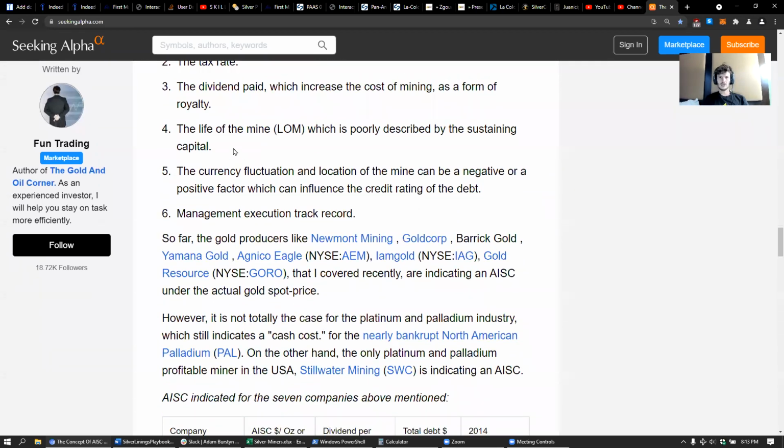The currency fluctuation and the location of the mine can be a negative or a positive factor, which can influence the credit rating of the debt. Absolutely, right? A lot of these miners are doing business in other countries but are registered in Canada, America, where have you. So they have to take those US dollars, those Canadian dollars, and swap them out for foreign currencies. And they probably pay some kind of fee to do that. Can't do that for free. You have to go to a bank.